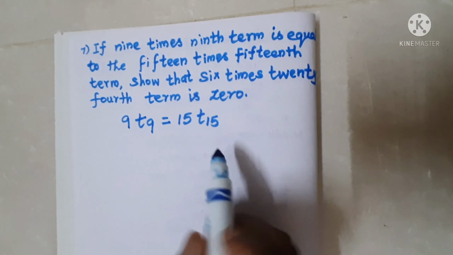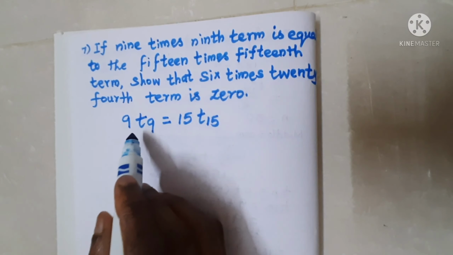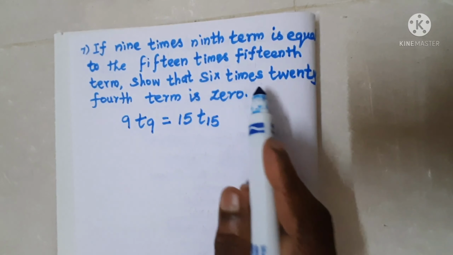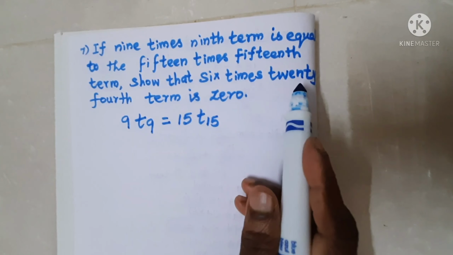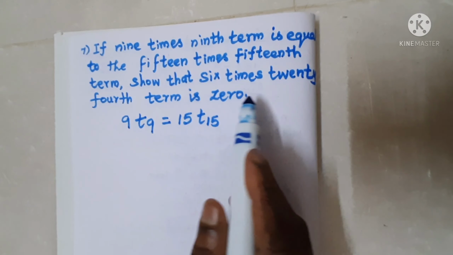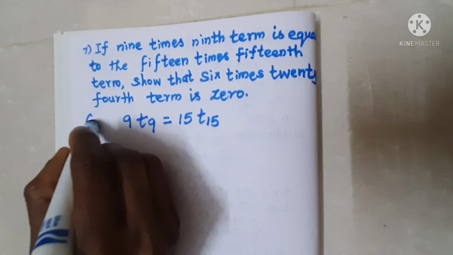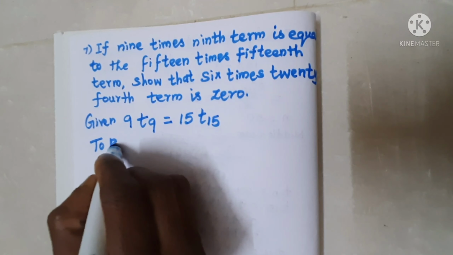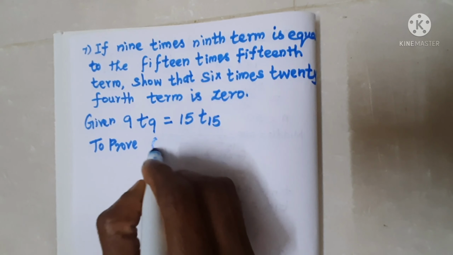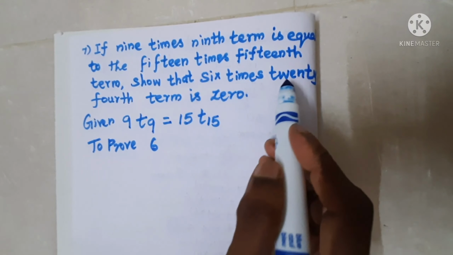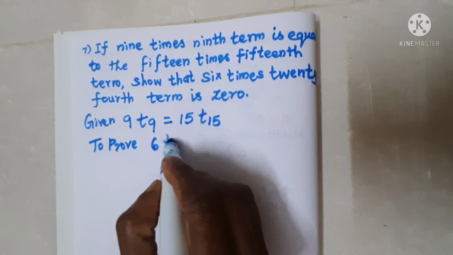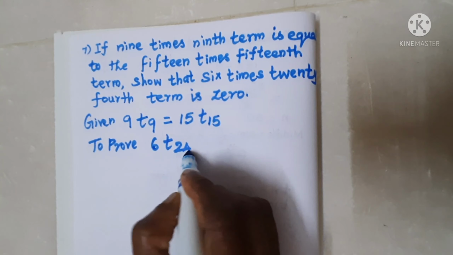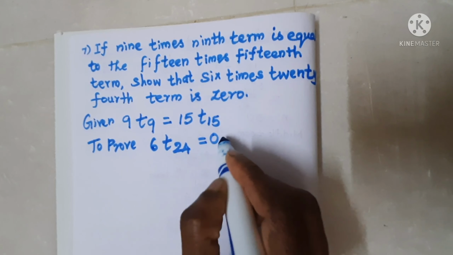Here you have to show this. This is given, but you show that 6 times the 24th term is 0. So here you write this is given, then you write to prove. What we have to prove here? 6 times the 24th term, so 6 into T24 is equal to 0.